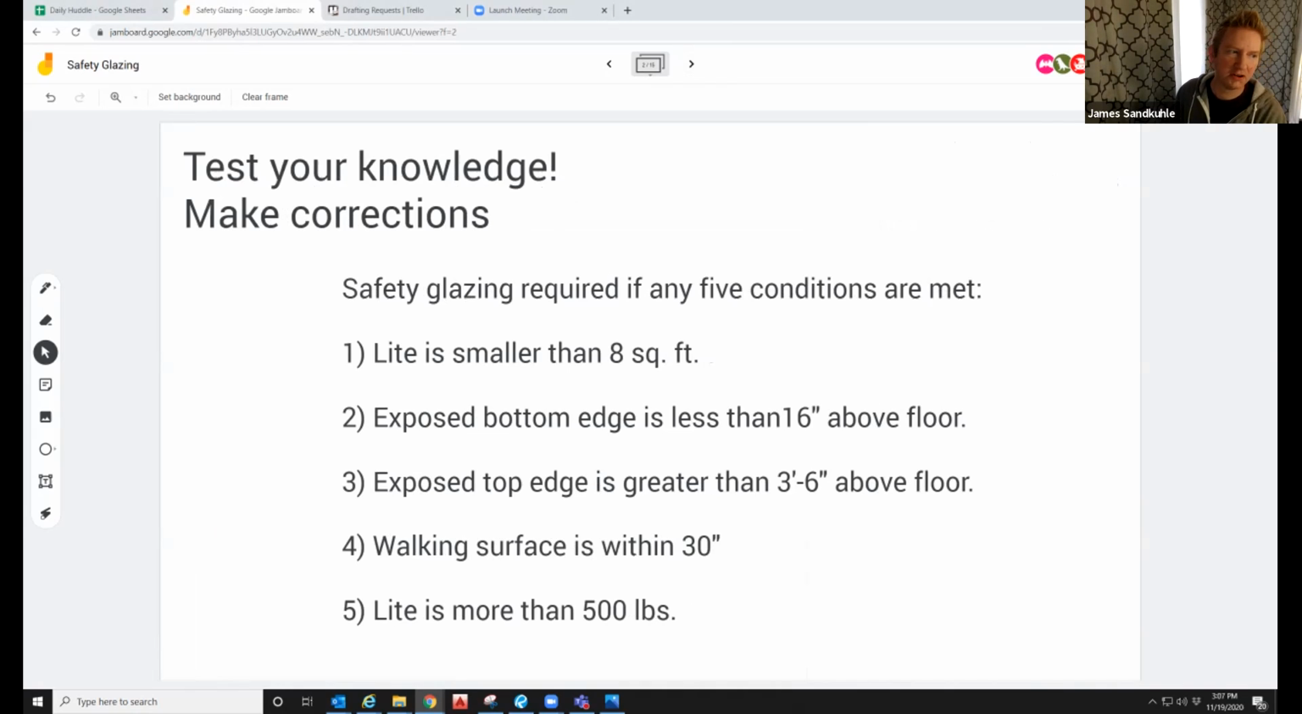Let's test your knowledge here. Use the stickies or the marker to find mistakes and correct them.